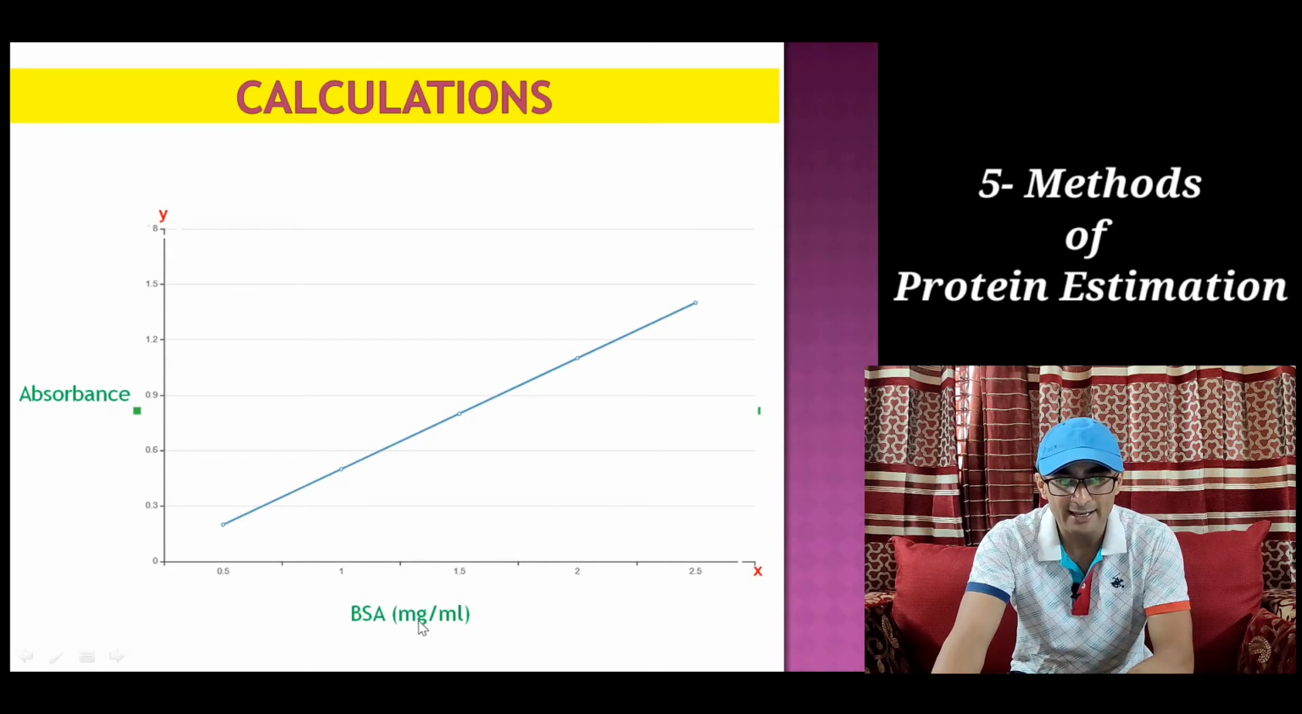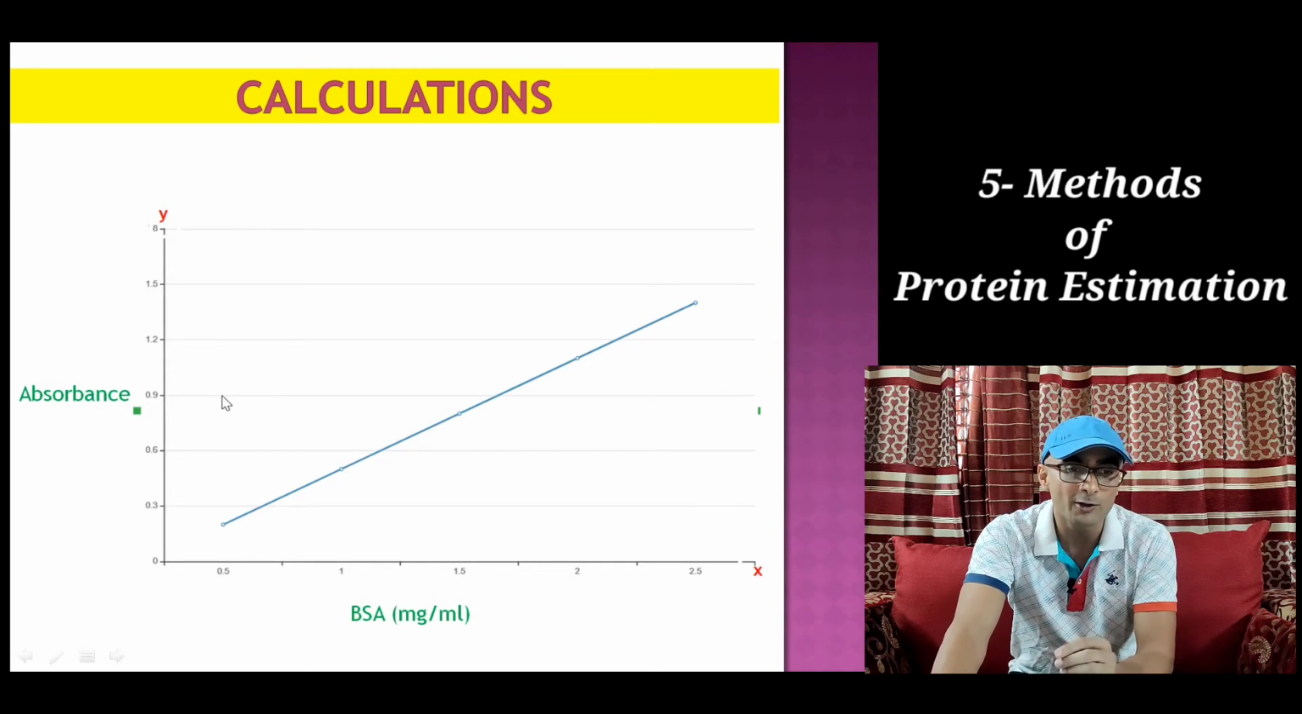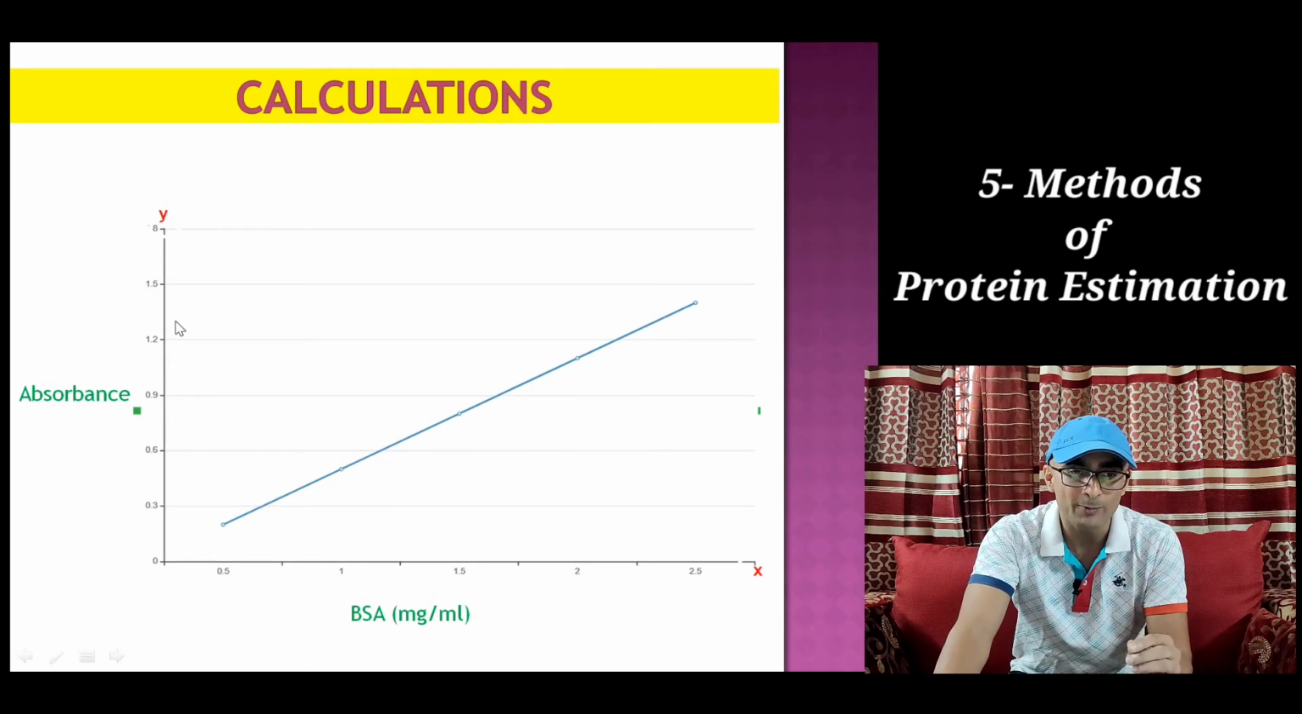On the x-axis you have BSA concentration in mg per ml. On the y-axis you take absorbance. At what wavelength you take this absorbance depends on the method. Out of those 4 colorimetric methods we have just talked about, depending on the method you select, you choose a wavelength and take absorbance accordingly. So this is your standard curve. Now you put the value of the unknown sample absorbance in the graph in order to find out its concentration.